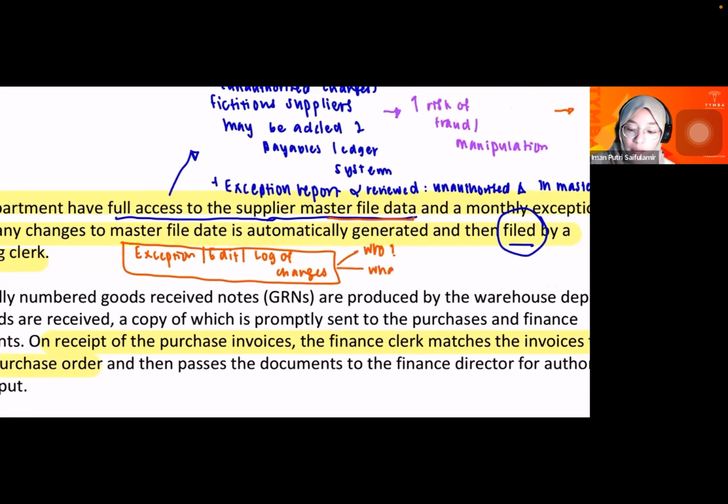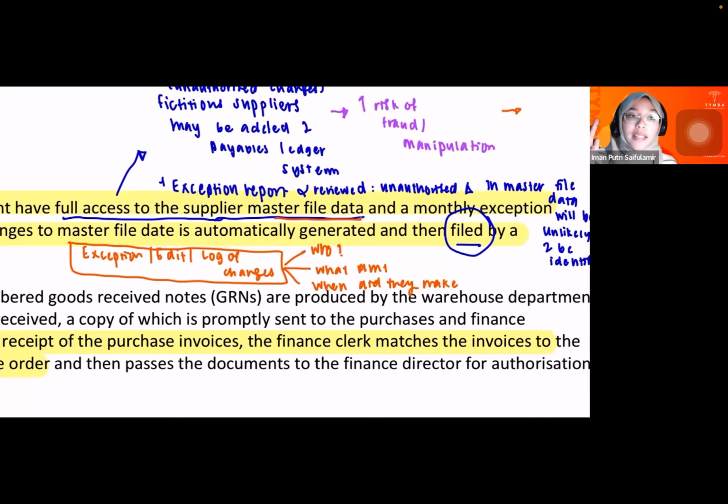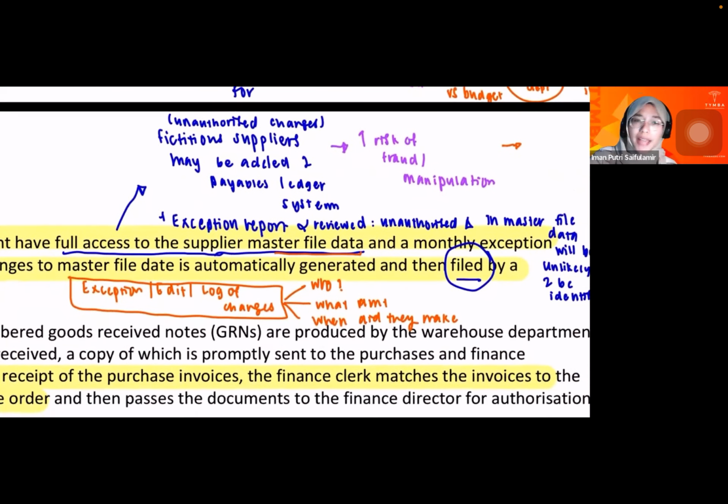What amount did they change? When did they actually make this change? So the purpose of this is that we can investigate if there are any fraudulent changes, for example fictitious suppliers being set up in the system. Through this exception report, we can see who is the employee who actually input this fictitious supplier.